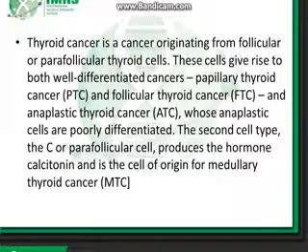Thyroid cancer is a cancer originated from follicular or parafollicular thyroid cells. يعني احنا هنا برضو ذكر ان هو الاصل بتاعه اللي احنا ذكرناه قبل كده اللي هو بينتج من فين. These cells give rise to both well differentiated cancer, papillary thyroid cancer and follicular cancer and anaplastic thyroid cancer, ATC, whose anaplastic cells are poorly differentiated. The second cell type, the C or parafollicular cell, produces the hormone calcitonin and is the cell of origin for medullary thyroid cancer.